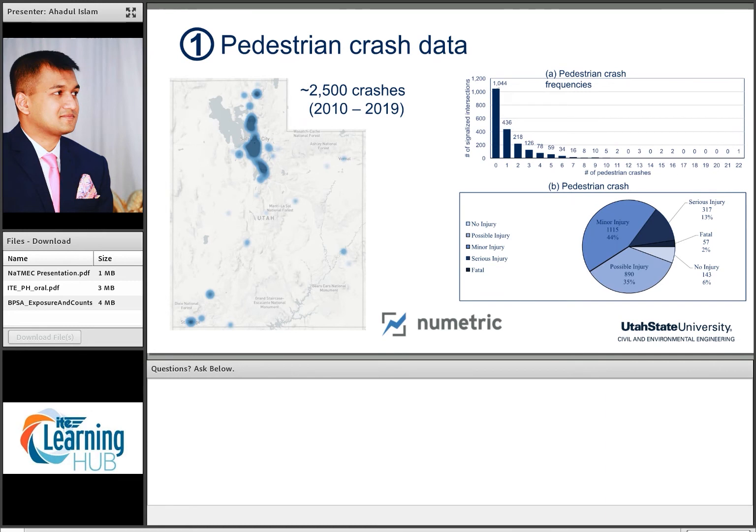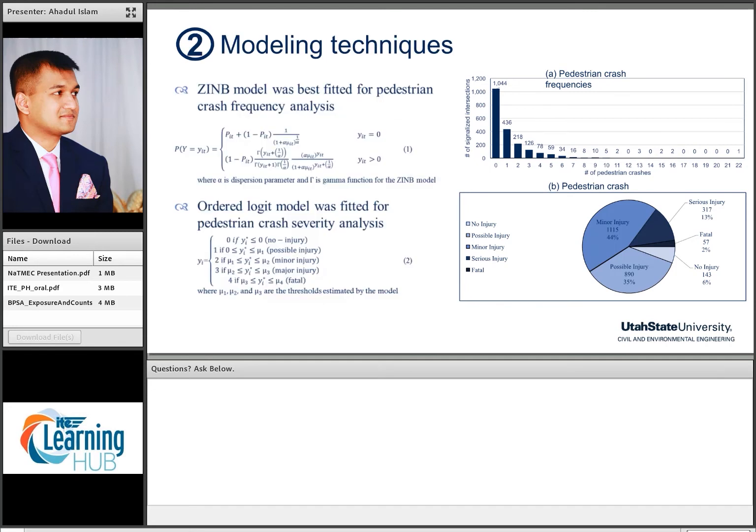Next, we collected data involving pedestrian crashes that occurred in Utah for a 10-year time period from the UDOT Numetric website. A zero-inflated negative binomial model was best suited for the pedestrian crash frequency analysis, as the data were overdispersed and more than half of the study intersections had zero pedestrian crashes. The figure shows the distribution of pedestrian crash frequency.